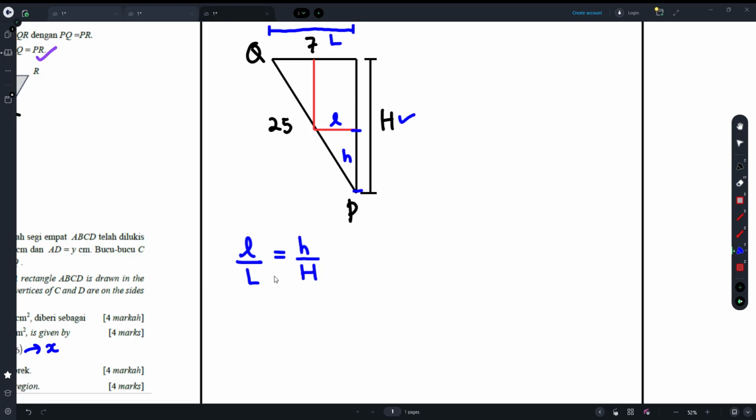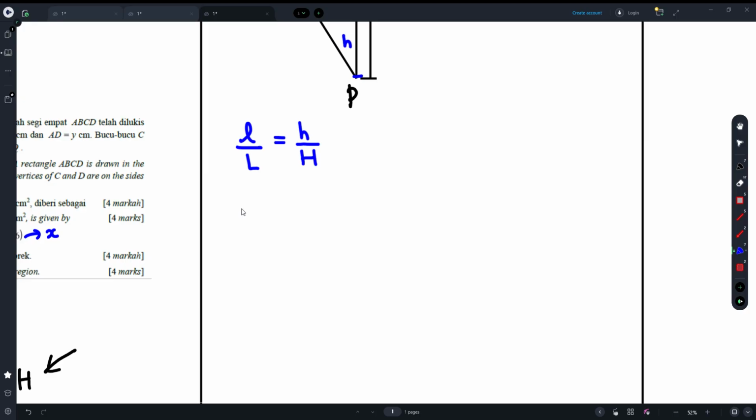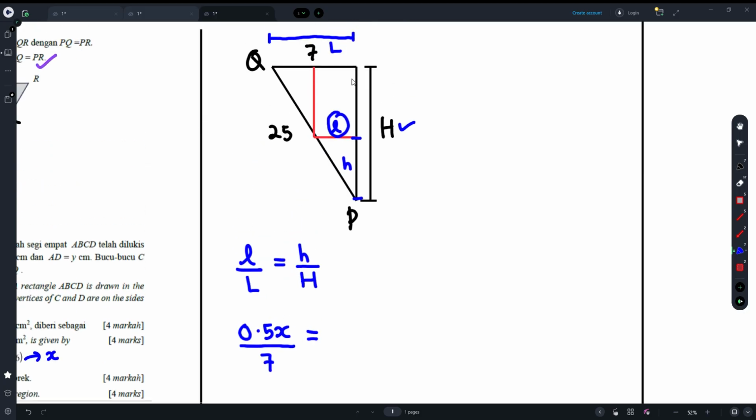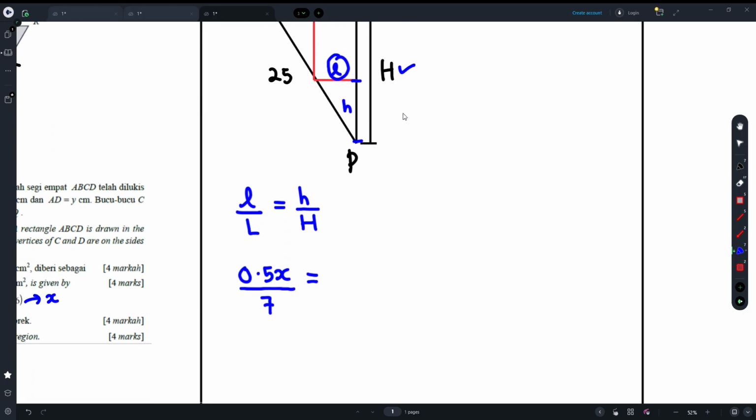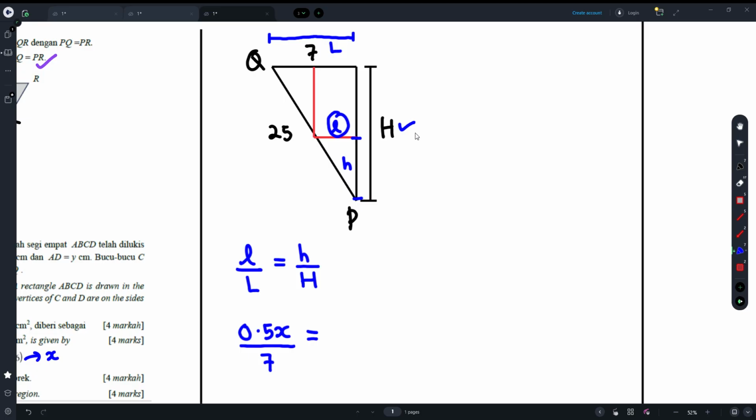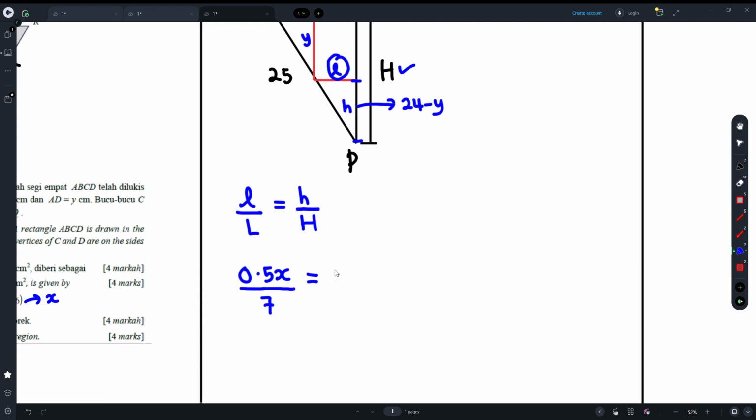So what is happening here is, because here this L is actually half of the x. So we're going to put as the L is 0.5x over the total length, which is 7. The total length of this particular item is 7. And then the total height we just found out is equivalent to 24. And this particular red color line height is y. So automatically this small segment here becomes 24 minus y by logic. So we're going to write as h, which is 24 minus y over the total height 24.